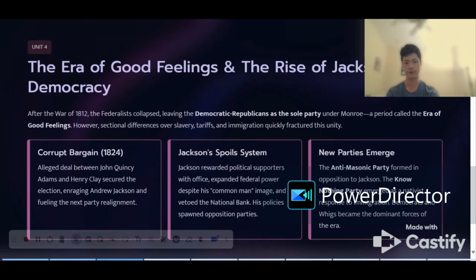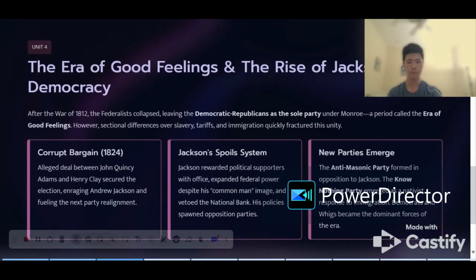He vetoes the return of the National Bank, which is really bad because then he establishes pet banks and that leads to the Panic of 1837. He's also responsible for expanding federal power, or the executive branch, over the judicial branch after, in Worcester v. Georgia, the Supreme Court said you can't remove the Native Americans, and Jackson ignored it anyways.